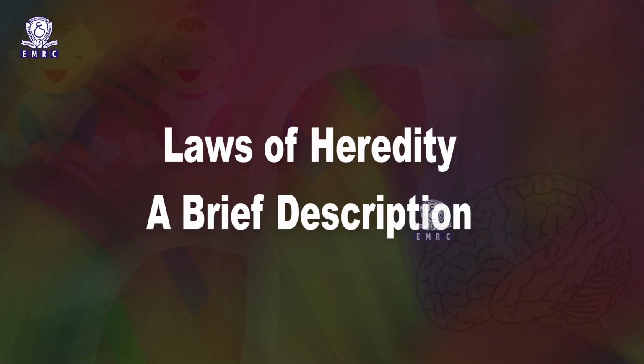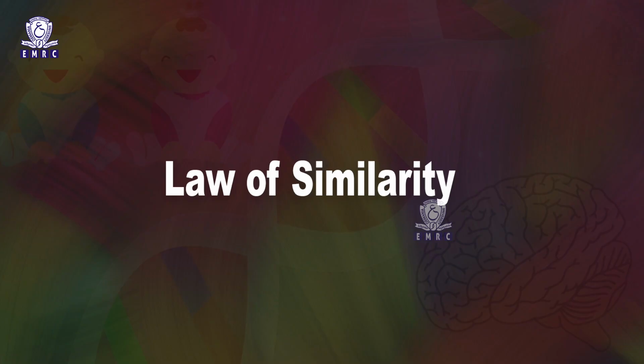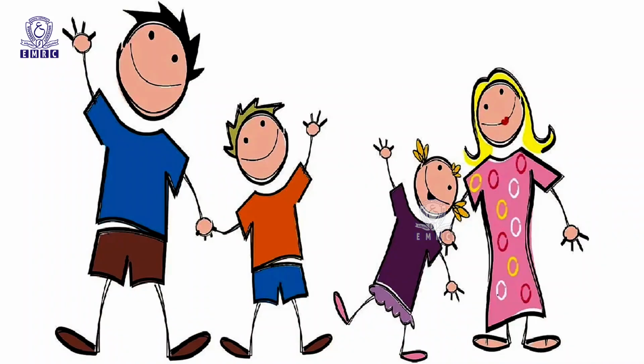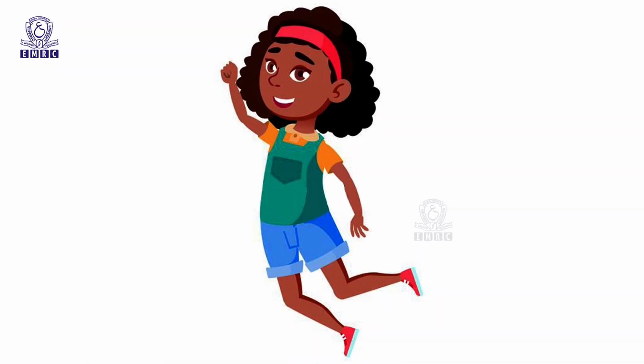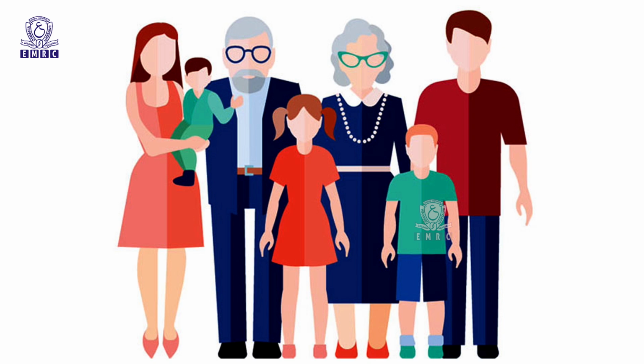Laws of heredity, a brief description. There are a total of 3 laws that define heredity and its implications. Law of similarity. In this law, the offspring are an exact replica of their parents. Children of intelligent parents are born intelligent, while a child of a dull parent will be born dull. In this case, the offspring are hugely similar to their previous generations.